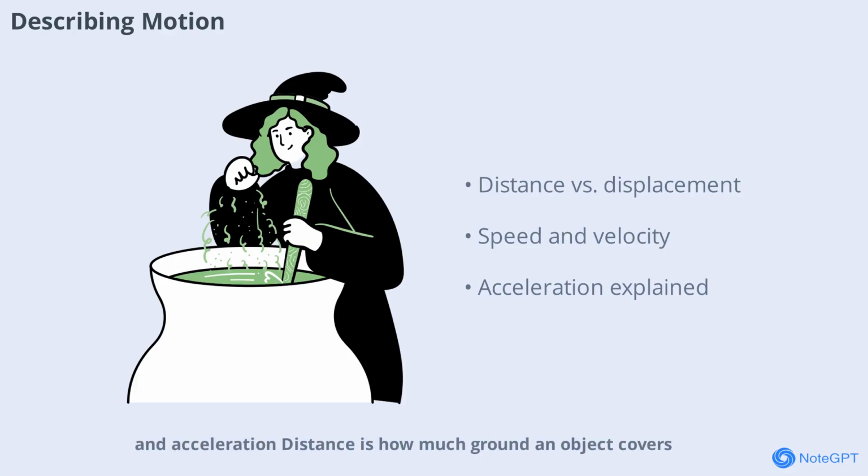Distance is how much ground an object covers, while displacement is the straight line change from start to finish. Speed tells us how fast something is moving, and velocity adds direction to that speed. Acceleration measures how quickly velocity changes. These concepts are the building blocks for understanding how and why things move the way they do.